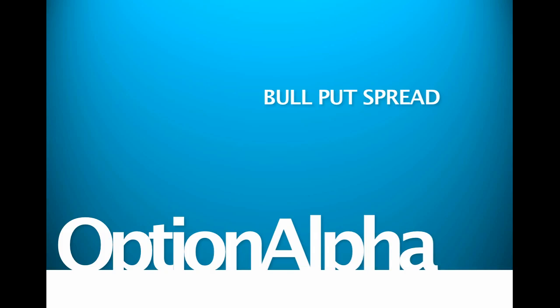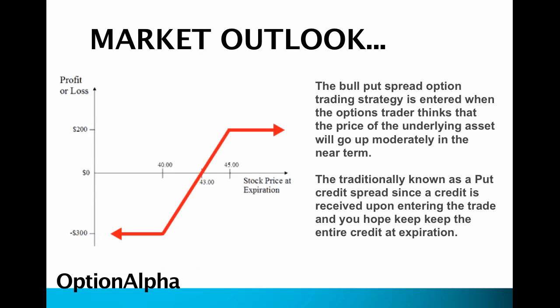In this video tutorial we're going to talk about the bull put spread. Starting with the market outlook, as always, this is a little bit of a complex option strategy. It's not the most complex, but it's not just your simple run-of-the-mill buying and selling of puts and calls. The bull put spread is entered when the option trader thinks that the price of the underlying asset will go up moderately in the near term. So we're not all too crazy about being bullish. We just think that there's going to be a general rise in the price. We don't think it's going to double in price in the next 30, 60 days.